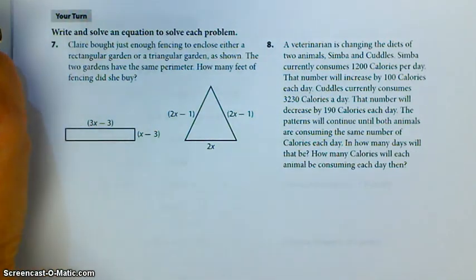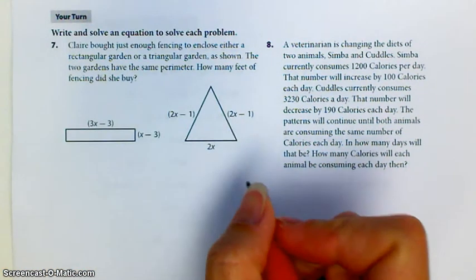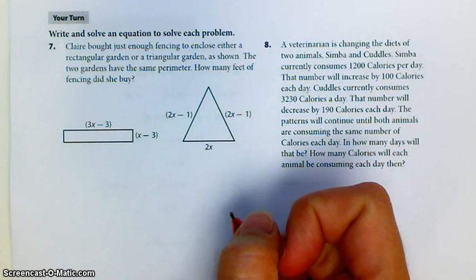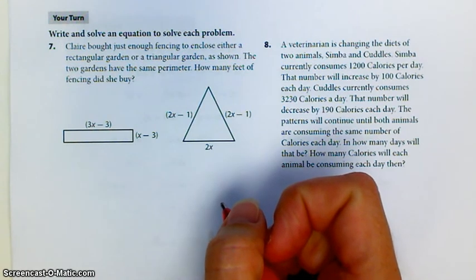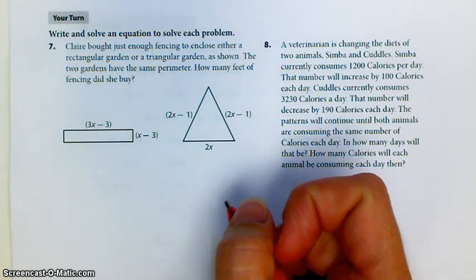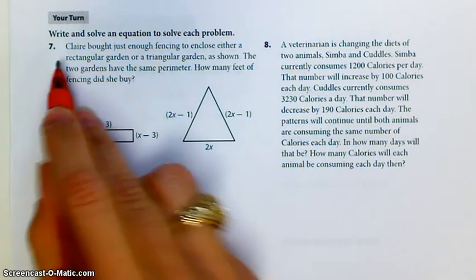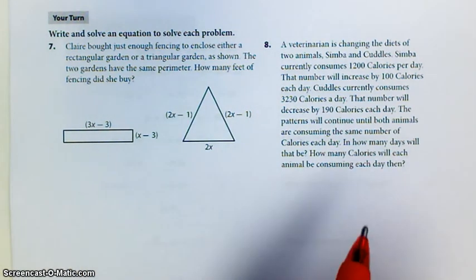Okay, guys, let's tackle number 7. And this is screencast, I think, 4 for unit module 2, lesson 2, part 4. That's what it is. Okay, Claire bought just enough fencing to enclose either a rectangular garden or a triangular garden as shown. The two gardens have the same perimeter.